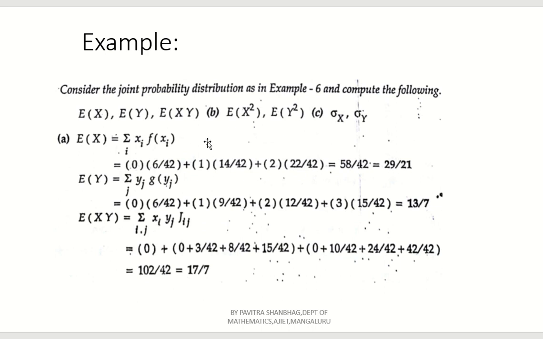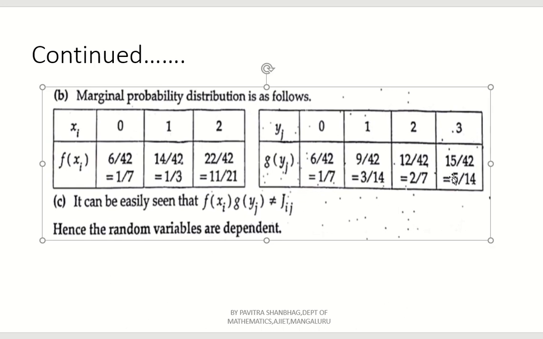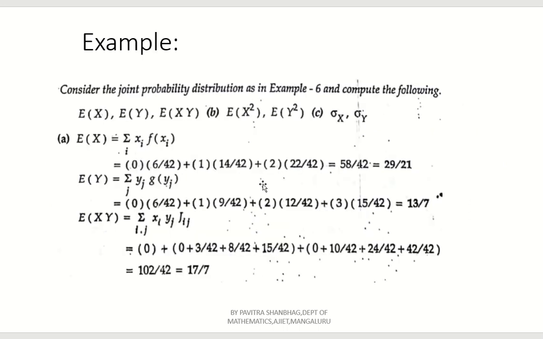Now similarly, here you have to find it for E of y also. Either you can take this one or you can take this one also, it is left to you. Now E of y is what? 0 into 1 by 7 plus 1 into 3 by 14 plus 2 into 2 by 7 plus 3 into 5 by 14. So what will you get? 0 plus 3 by 14 plus 4 by 7 plus 15 by 14. After simplification you will get E of y is 13 by 7.